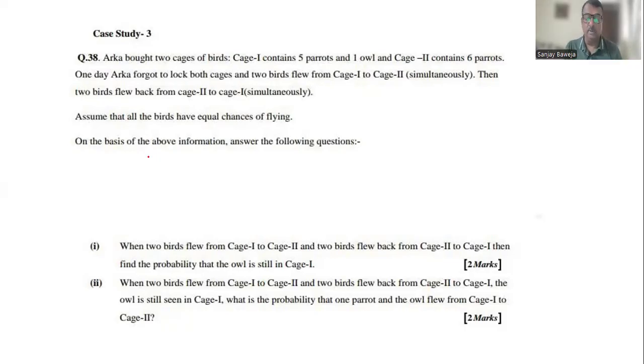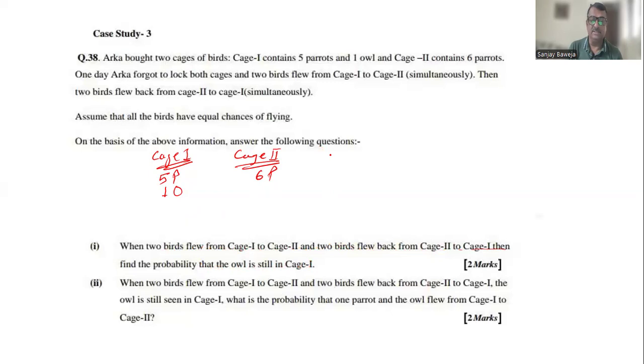It says there are two cages, cage 1 and cage 2. There are 5 parrots and 1 owl in this cage, and in the other cage there are 6 parrots, right? The first question says 2 birds flew from cage 1 to cage 2 and 2 birds flew back from cage 2 to cage 1. Then find the probability that the owl is still in cage 1.